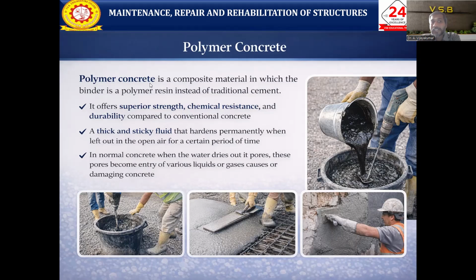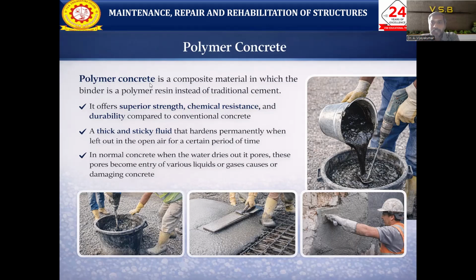Now, polymer resin is a binding material that we use instead of the cement. When you use the polymer resin, what is going to happen? We get superior strength. Compressive strength will be higher compared to normal concrete. We get chemical resistance, so we can use this type of concrete for industrial purposes. And compared to conventional concrete, the durability also increases. These are the advantages when you use polymer concrete.